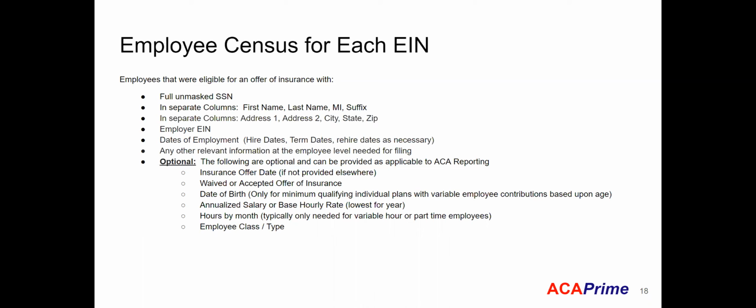Any other relevant information that the employee needed for filing. Optional as needed if it does affect the ACA reporting. Insurance offer dates if we're not calculating those or not provided elsewhere. Waived or accepted offers of insurance, date of birth, potentially, or age as of a given date, annualized salary or base hourly rate, hours by month, and then finally employee class or type.